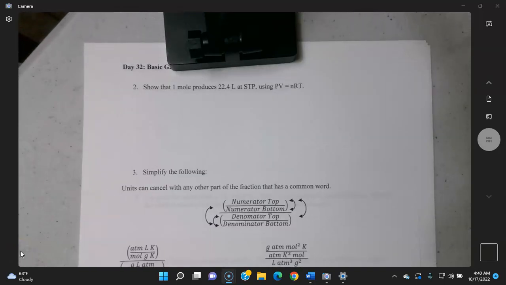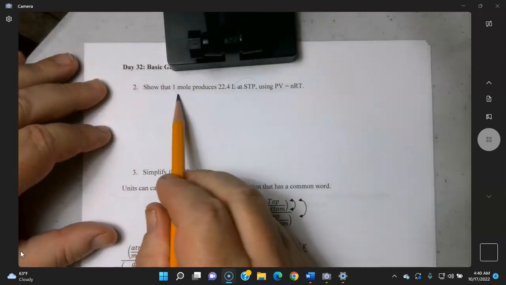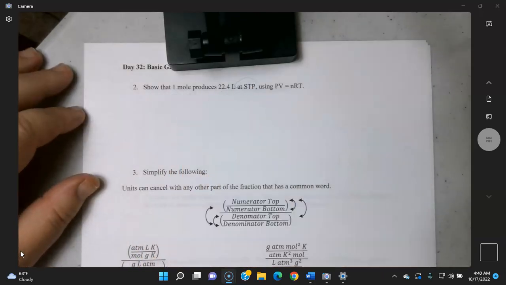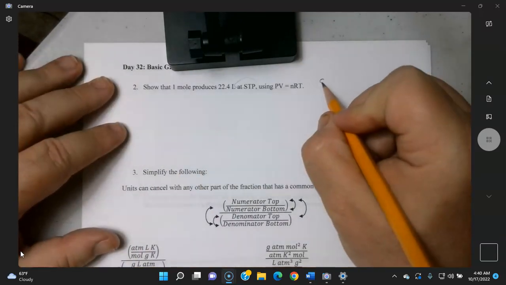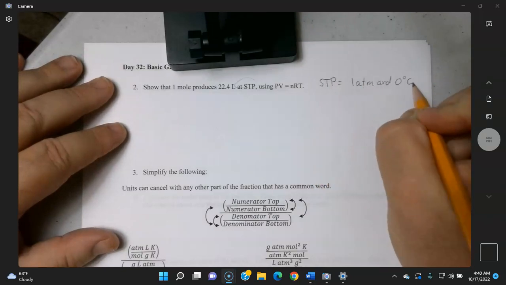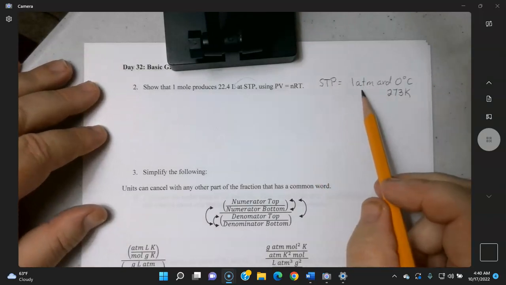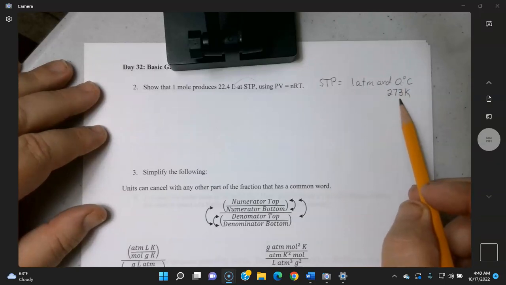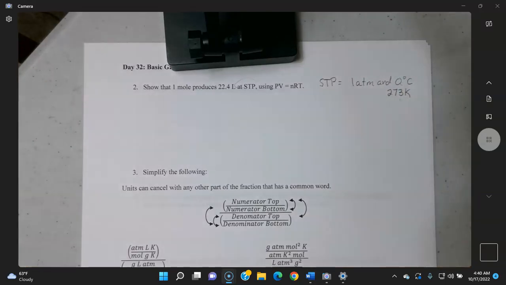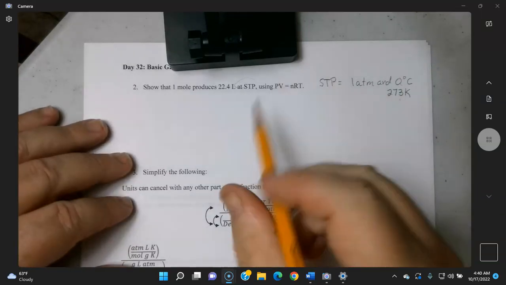Okay, so we're on to number 2. This one was actually done in the lectures video. I'm going to go ahead and do it again here because it's just a concept question to be sure you understand that at STP, 1 mole of any gas produces 22.4 liters of that gas, as long as you're at STP. Okay, so STP is 1 atmosphere and 0 degrees centigrade, or in Kelvin, it's 273 Kelvin. So what we're going to do is use PV equals nRT.